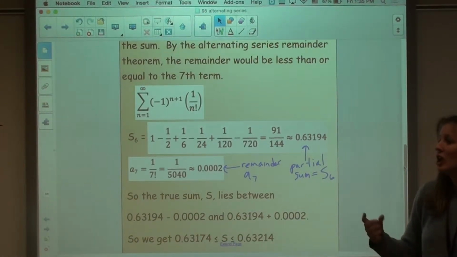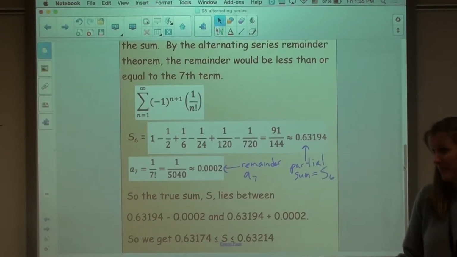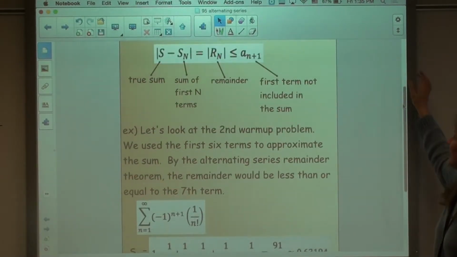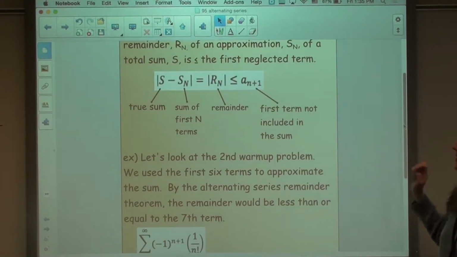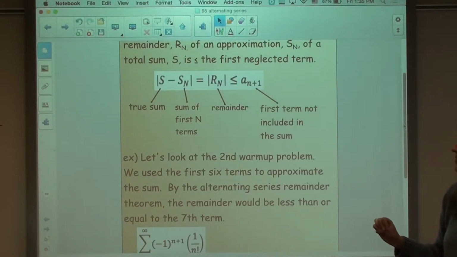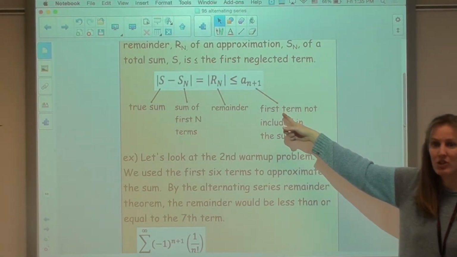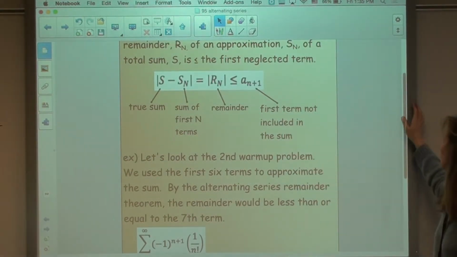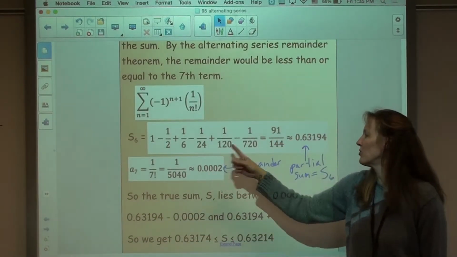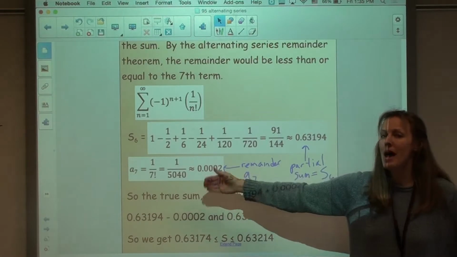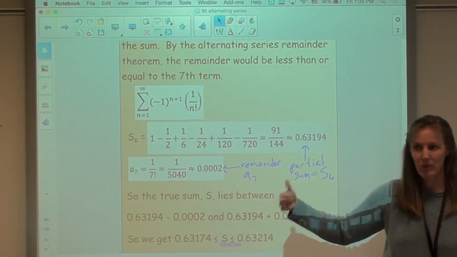This is called the alternating series remainder theorem. I like it because you don't even have to do any calculations to find the remainder, you just find the next term, and that's your remainder. It's really nice, right? So our approximation uses the first 6 terms, find the 7th term, and that's the maximum distance away from the real sum that we are with our approximation.